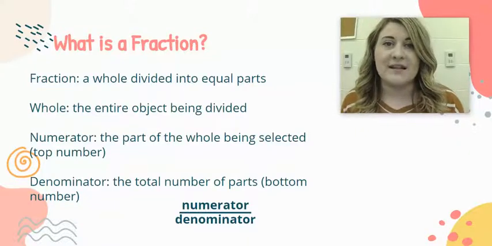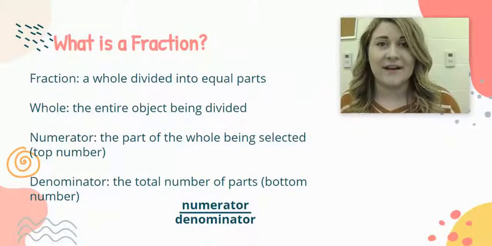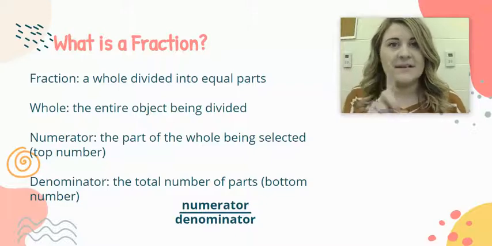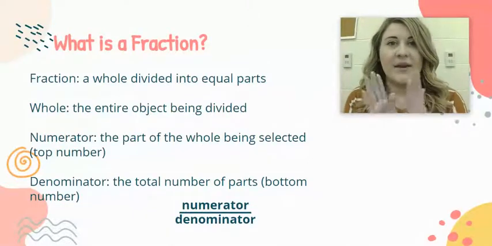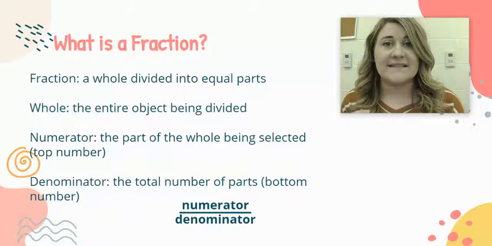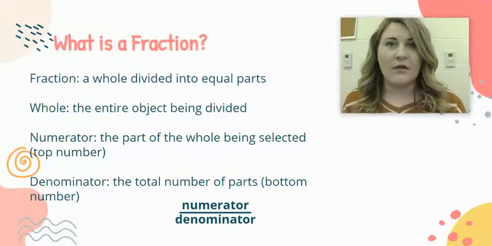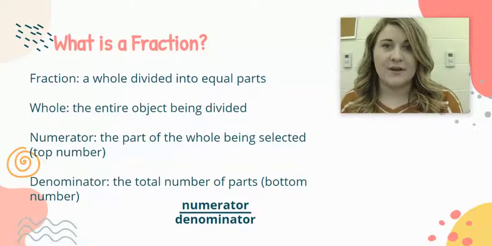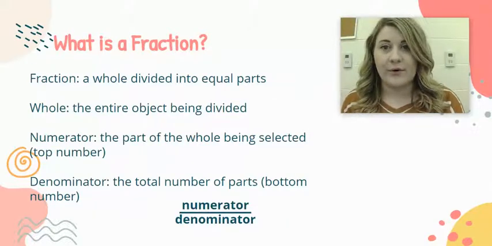The whole is the number or the object being divided. So if I have the number 1, which is typically what we're dealing with, we are cutting up the number 1 into a bunch of different sections, into smaller numbers. So all of these numbers are actually falling between the number 0 and 1. That is because we are splitting up the number 1 into smaller parts. We're splitting it into halves or into thirds or into fourths.